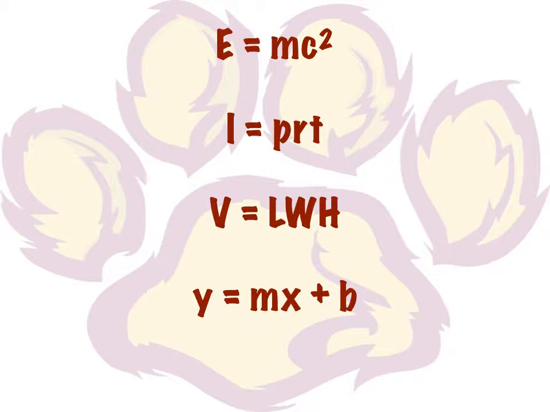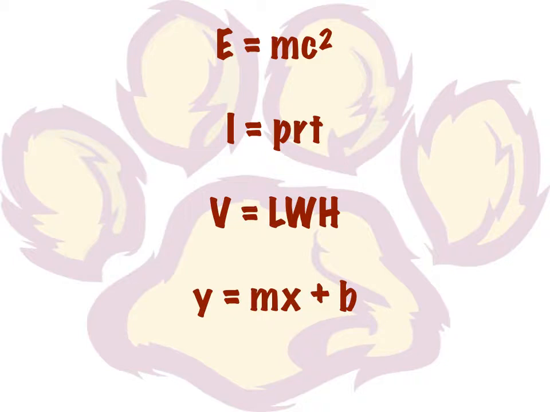One that y'all used last year in 7th grade math would be I equals PRT, where to find your interest, you use the principal times the rate times time. Or another one from last year would be finding the volume of a rectangular prism, where V equals L times W times H. And then finally, our most common one from this year in 8th grade math would be y equals mx plus b, where m is the slope and b is the y-intercept.